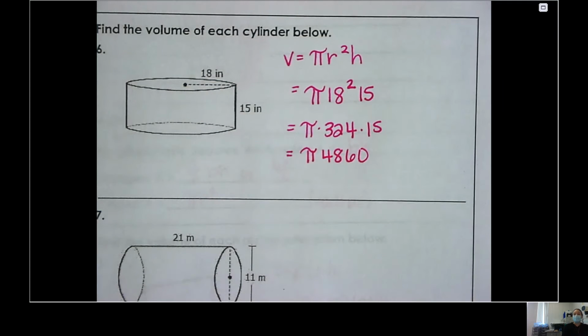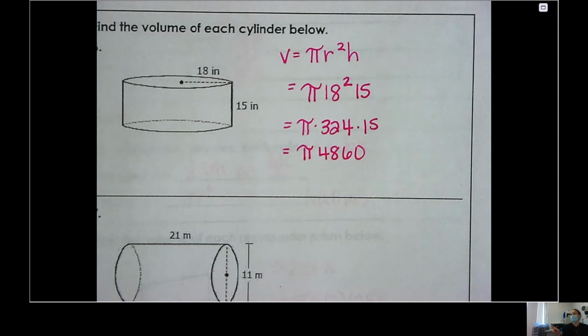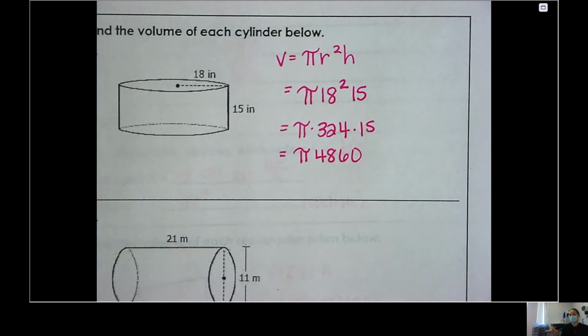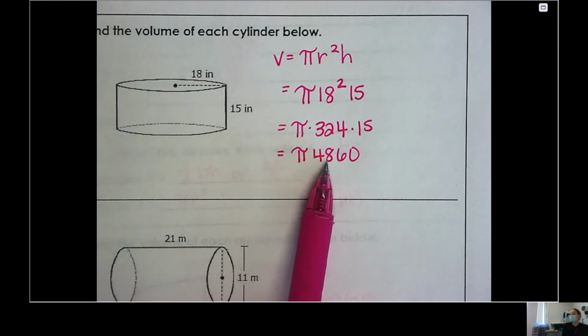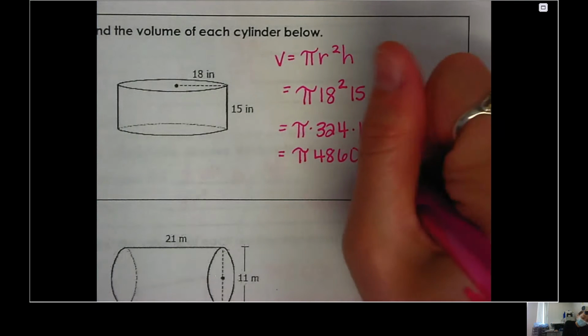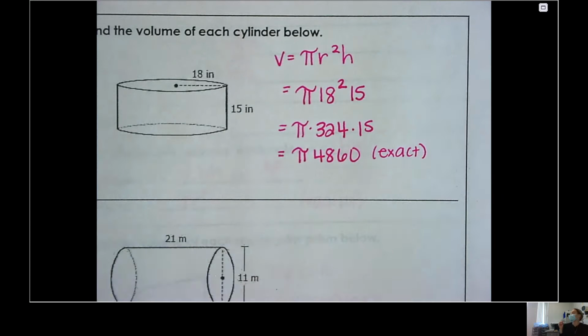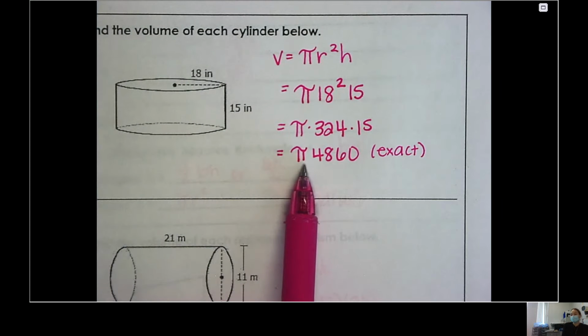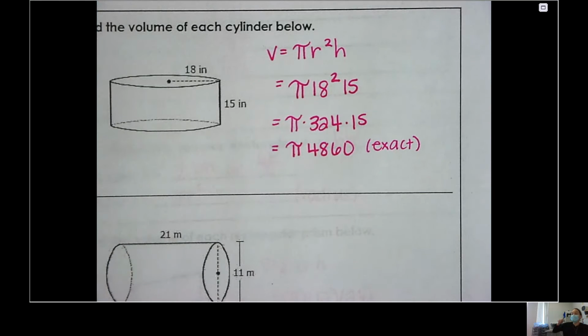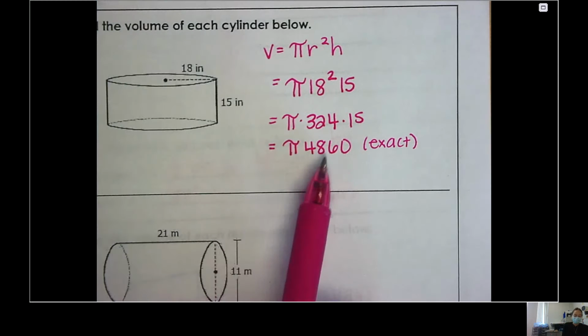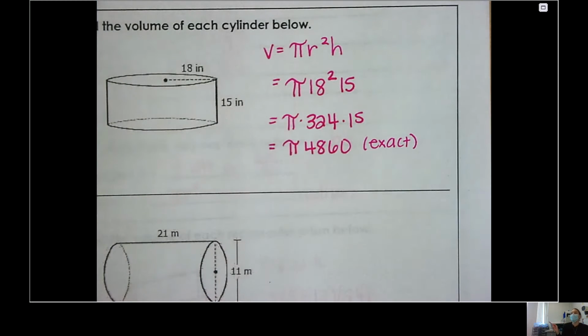4,860. Now, I am not sure how the exam is going to show you the answer because I'm not allowed to look at the exam. This right here, pi times 4,860, is the exact answer. So there's no rounding in this one. If they ever ask you for exact, you might see it like this. If it doesn't give you the pi symbol, then you have to push times pi in your calculator. I don't know how they're going to show it to you on the exam. They might show it to you as a real number.